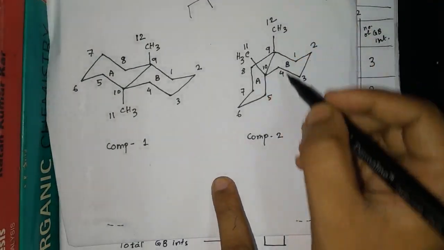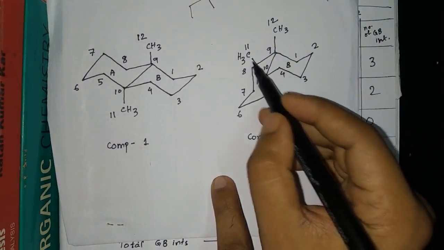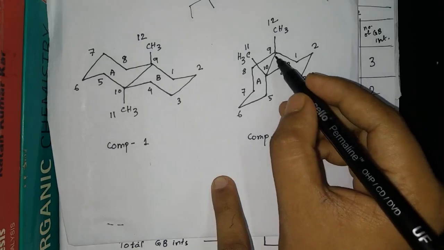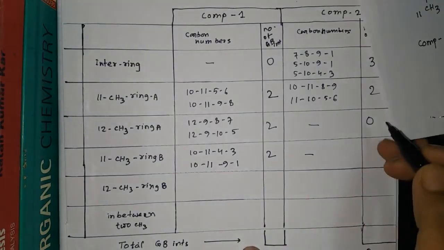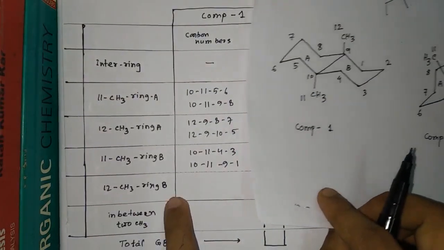And if you see for compound 2, then this 11 with ring B, you can see this is trans. This 4, 3 is trans with 10, 11. And this side also 9, 1 is trans with 10, 11. So there is nothing actually, 0.